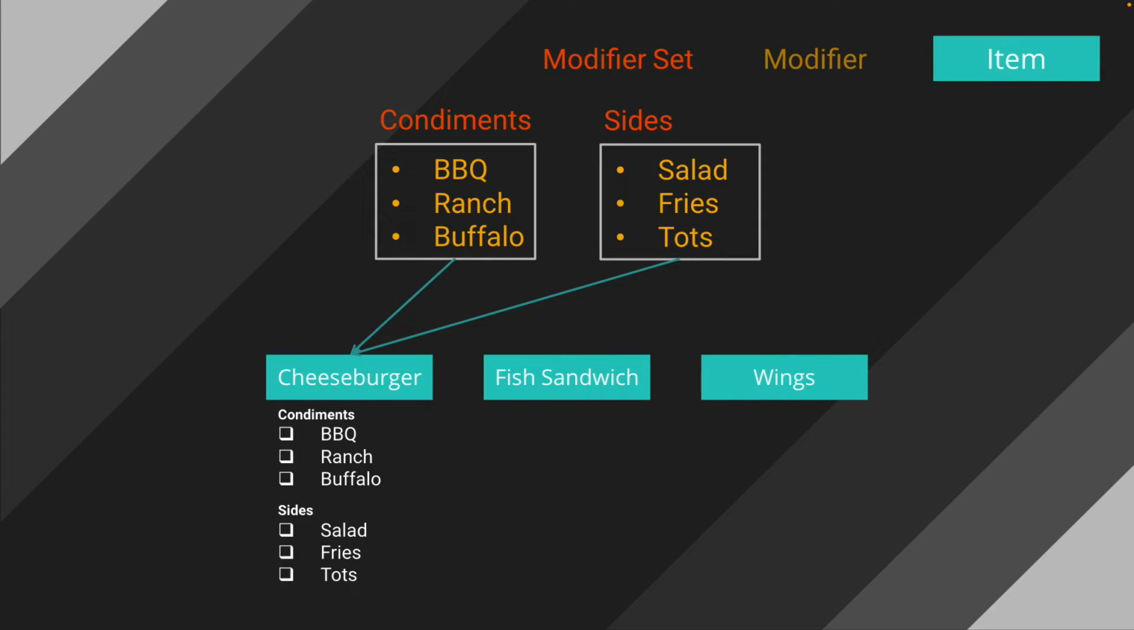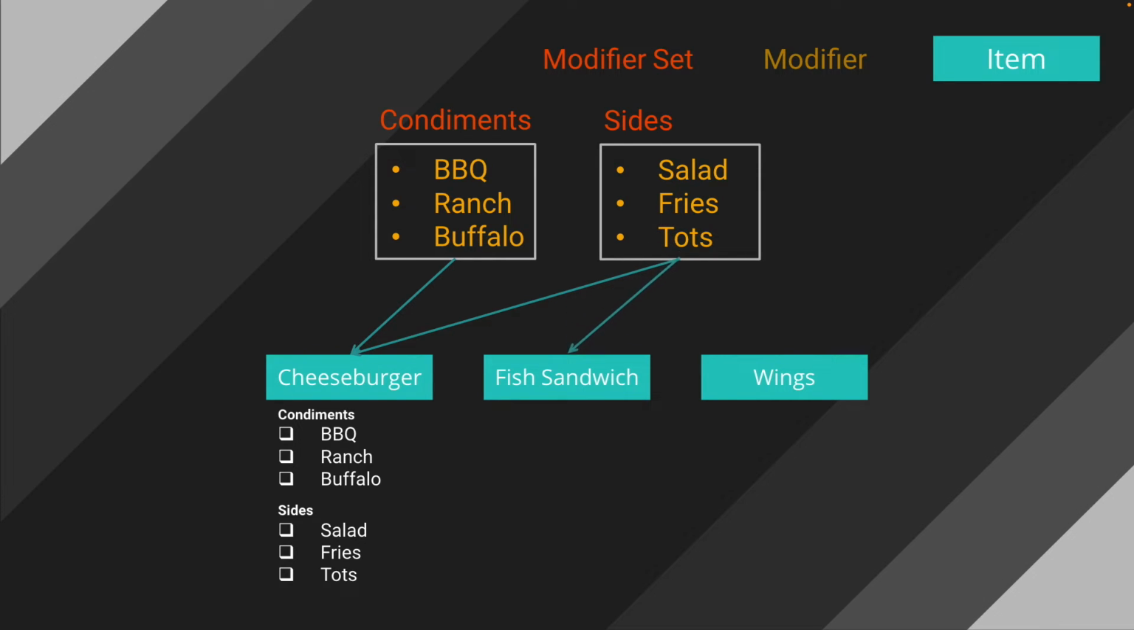Maybe we want barbecue sauce on our burger. Maybe we want a side salad with it, or we want our fries. So we can select that. We can let them select multiple, only select one, make them select one. There's a lot of options there, but again, another video.